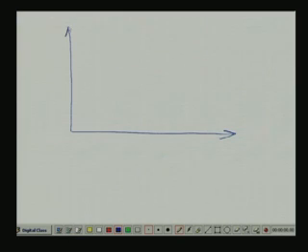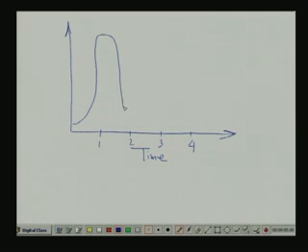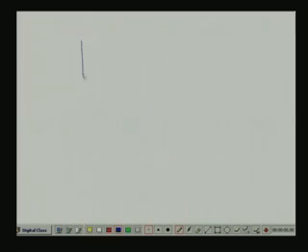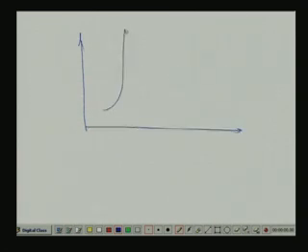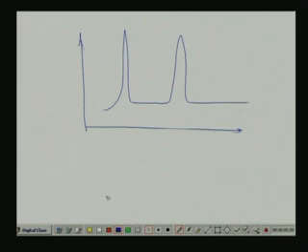The ideal peak, suppose I have two components, against time. The two peaks come like this. It is a good separation of the two components. It might be sharp also, it may not necessarily be like this one, it can be very sharp like this one also.